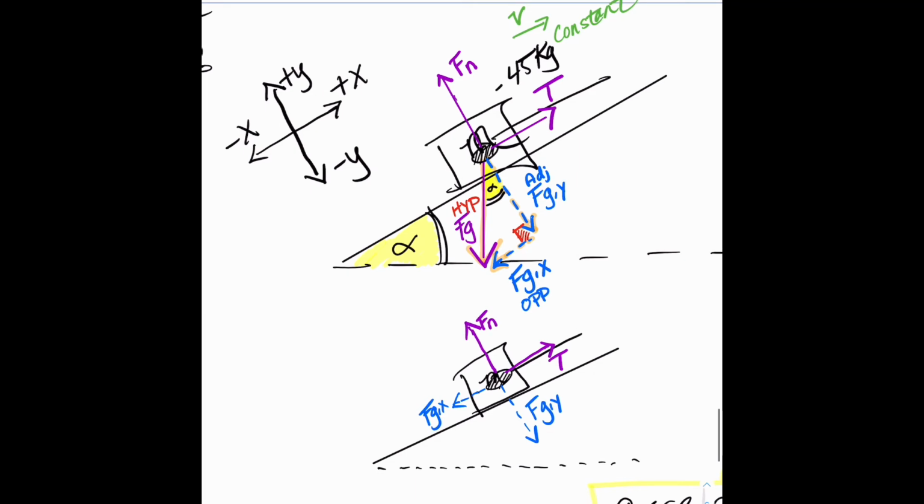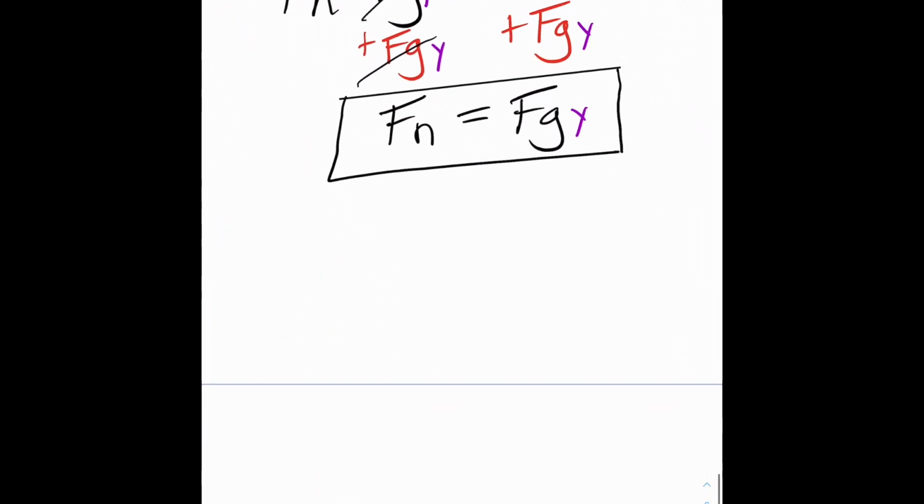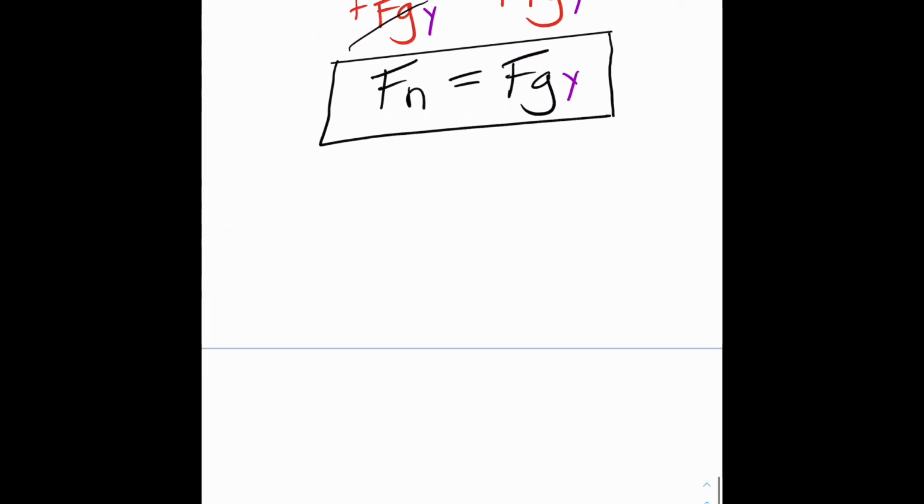So let's go ahead and keep working here, right? Let's find this adjacent, or FGY. So I'll start by writing here my cosine formula. And I'm going to use alpha here instead of theta. If I call it theta, no worries, and you know what I mean, it's alpha. So cosine of alpha is equal to the adjacent over the hypotenuse.